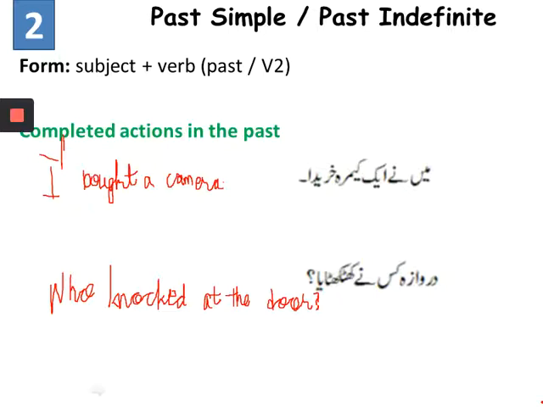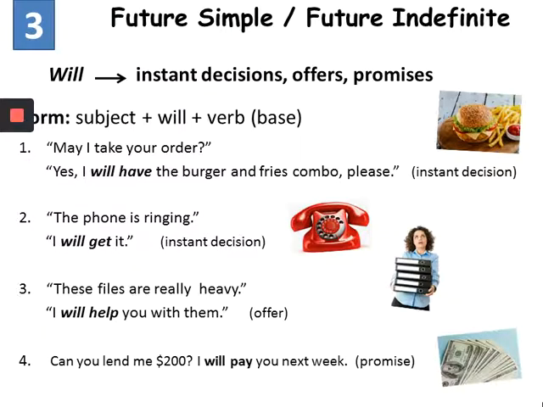Okay, for the third one, the future tense, I will not write things down. I will once again, like the present simple, simply explain orally. Finally, we come to the future simple or future indefinite. Simple as it is, we use will to show instant decisions, offers, and promises. How do we form a future indefinite? By using a subject plus will plus verb in its base form.